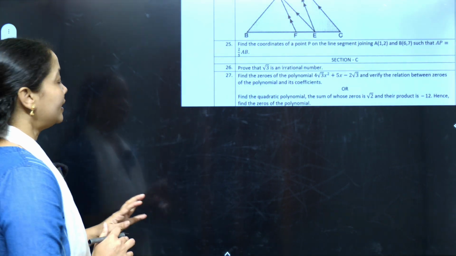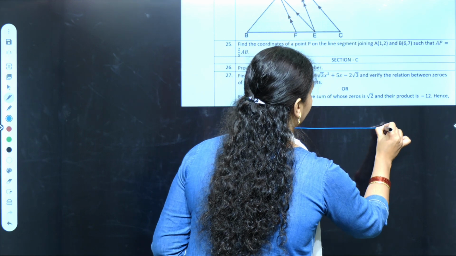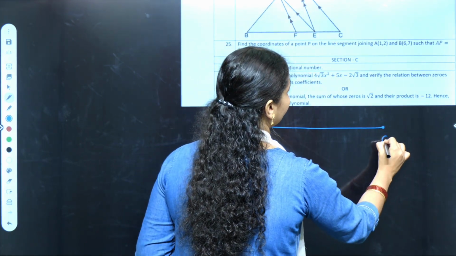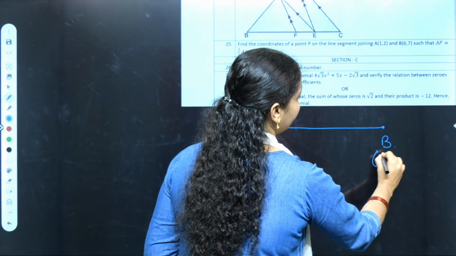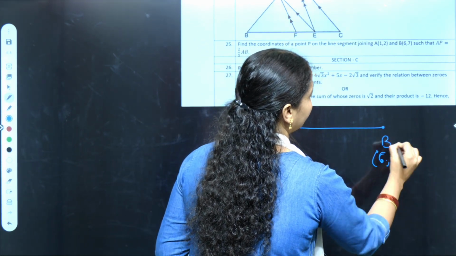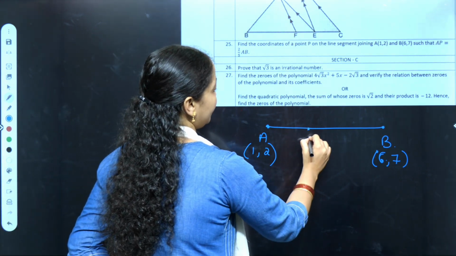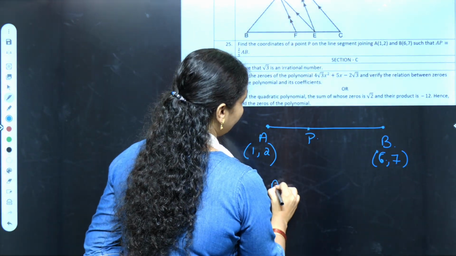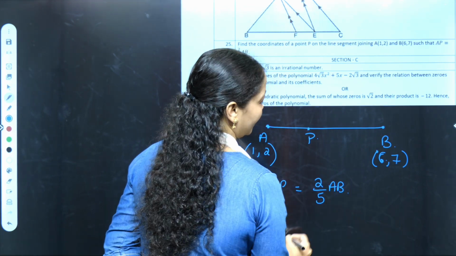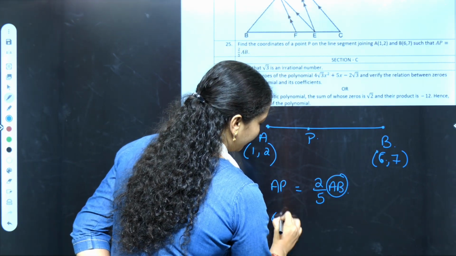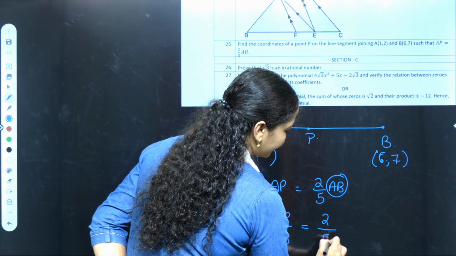What are the given components? I have a line segment. This is my line segment AB. The coordinates of A are 1, 2. The coordinates of B are 6, 7. And the ratio of division is given. There is a point P here. They have told that AP is equal to 2/5 of AB. I'll take this AB to the other end. AP by AB is now equal to 2/5.